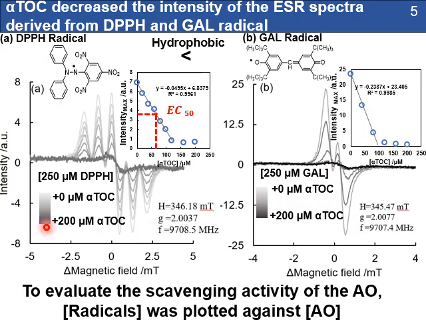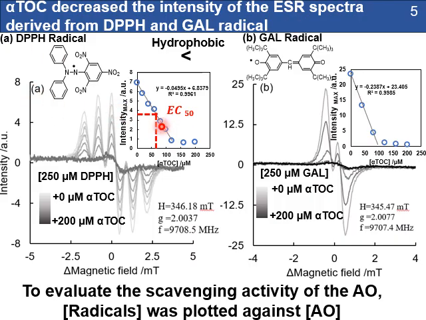Here is the result of the radical scavenging activity. In this study, we use DPPH radical and galvinoxyl radical. Galvinoxyl radical is more hydrophobic than DPPH. This is the alpha-tocopherol result. The graph shows the relationship between intensity and the concentration of alpha-tocopherol. As the concentration of alpha-tocopherol increased, the intensity decreased.